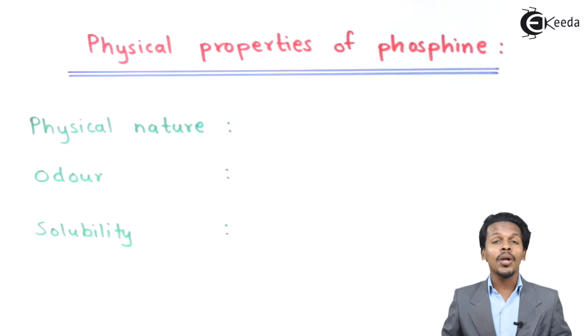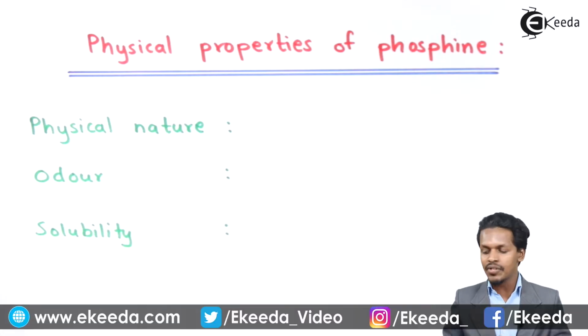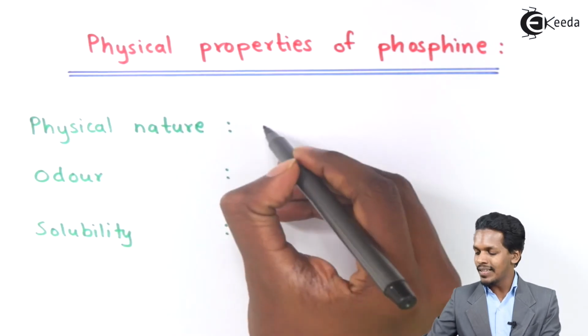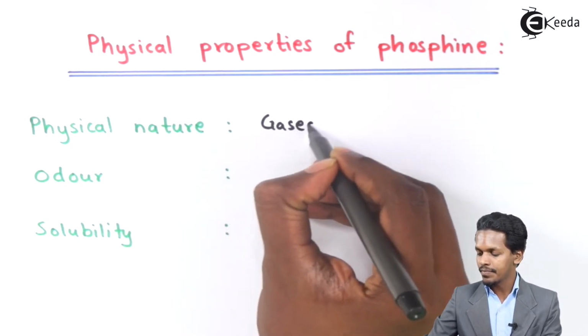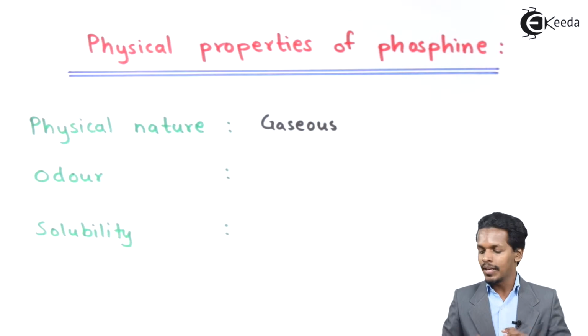So friends, here I'm going to talk about the physical properties of phosphine. In the previous lecture we discussed the chemical preparations as well as the chemical reactions exhibited by phosphine. Talking about the physical nature first, phosphine is present in a gaseous form. That's the reason PH3, like NH3, is a gas. In fact, PH3, which is a hydride of phosphorus, is also in a gaseous form.